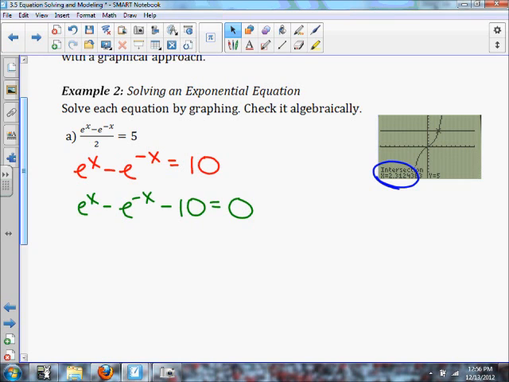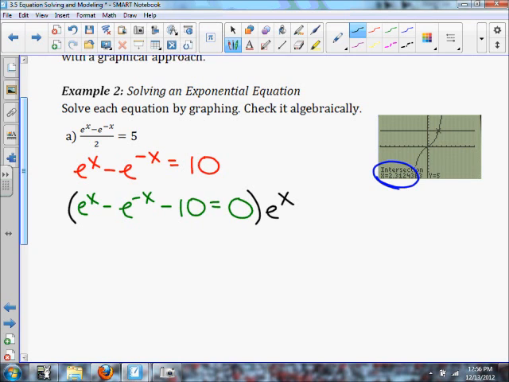All right. Now, this is the part where it screws students up a little bit. We want to make this into a quadratic equation because we know how to work with quadratic equations, right? Well, what we're going to do is multiply everything by e to the x. Everything in there by e to the x.